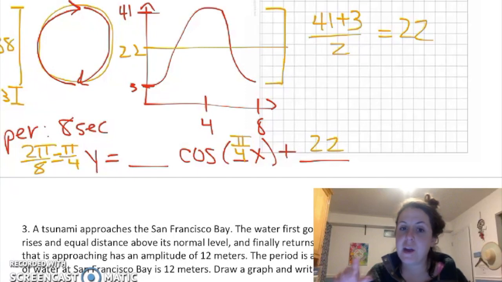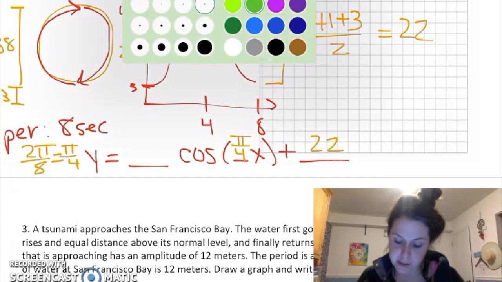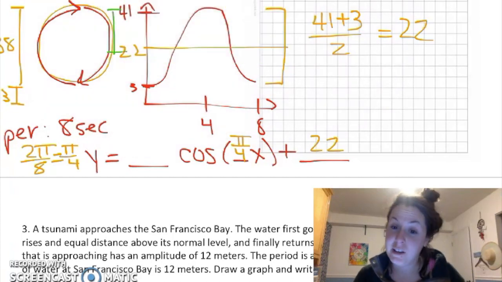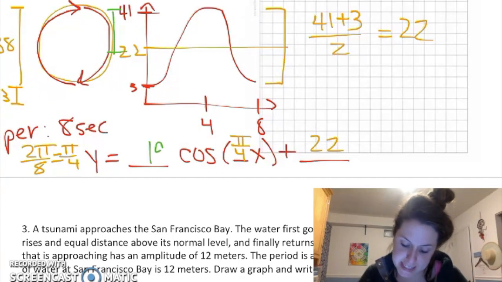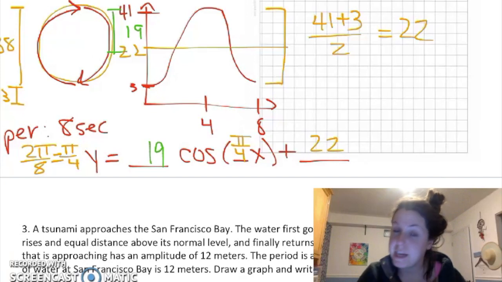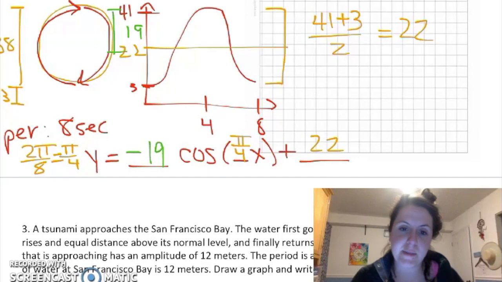And then what is your actual amplitude? That's the distance from the center to the top. And actually, if you think about the wheel, the distance from the center to the top is 19. That's also the distance from the center to the top here. So that's 19. Because it starts at its minimum, it's going to be negative, and that is my curve.